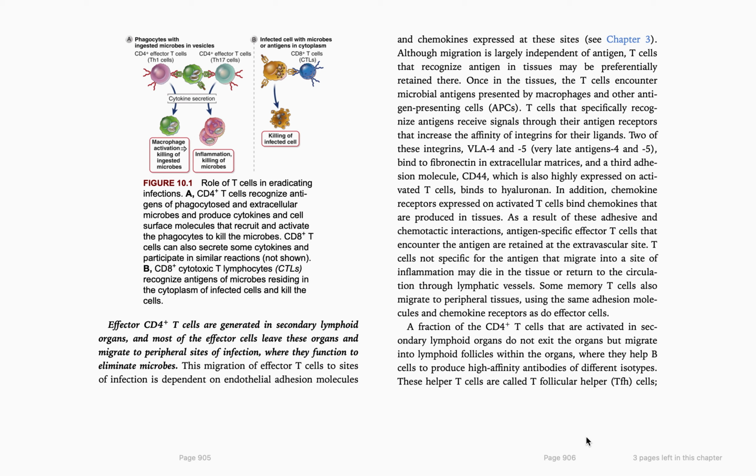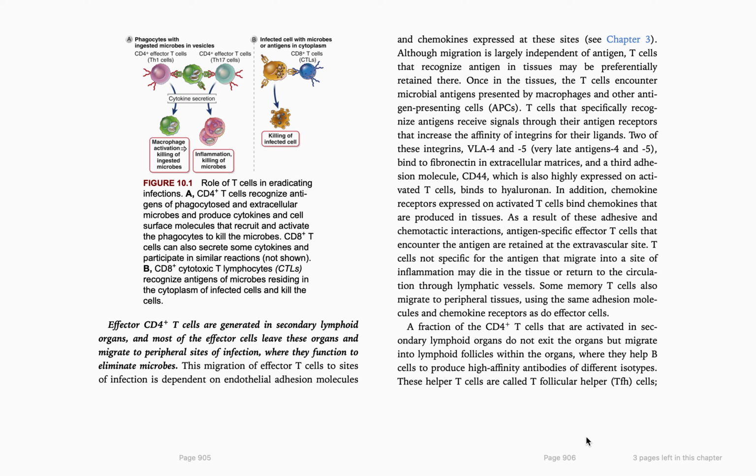However, in B, the CD8 cytotoxic T lymphocyte recognizes antigens of microbes residing in the cytoplasm of infected cells and kills the cell. So these are two mechanisms which are used by different T cells. You see the CD4 is more of a helper cell that helps the macrophage to kill the microbes itself. But when it comes to CD8, it kills the microbes together with the cell which owns those particular microbes. So that's the kind of difference.